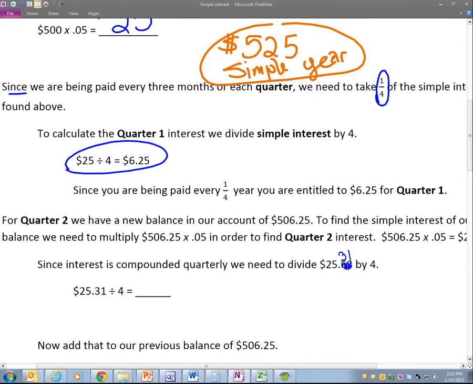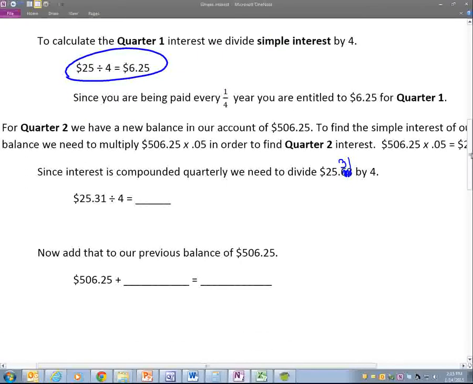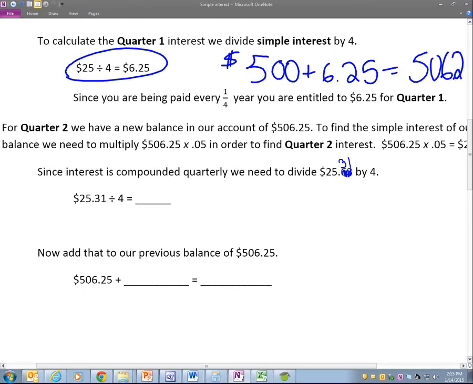Okay, so you guys got $6.25? Okay. Now, that is going to be added to what we have for quarter one. So we had $500 at the end of quarter one, we add the $6.25, and we have $506.25. Okay? And that's right here. And that's right here. All right?